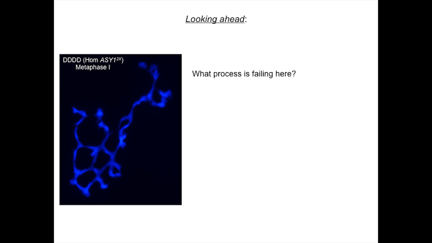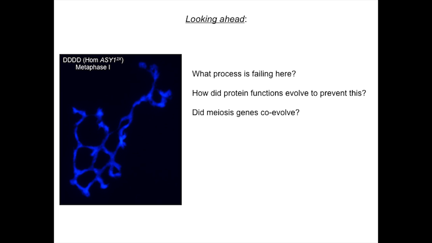So where we're going next, one of the things we're really curious about is exactly what process is failing here. Don't really know yet. This is again the ASY homozygote. How did protein functions evolve in these guys to help prevent these kinds of instabilities in the tetraploids? Another question that we've become interested in is, do these guys co-evolve? So ASY1, for example, interacts directly with ASY3, and one interesting question is going to be, if you make a change in ASY1, do you select on ASY3 or vice versa? So are these guys kind of dragging each other along as a group?